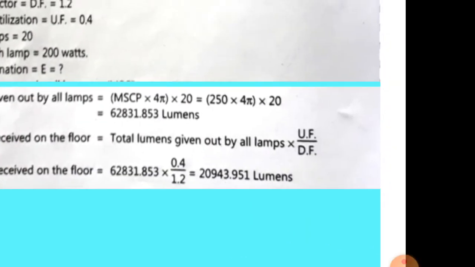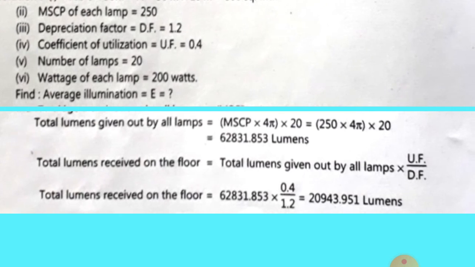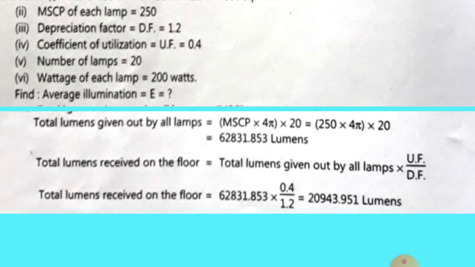So the total lumens given out by the lamps we have to find out, considering the MSCP into 4 pi into 20 number of lamps. So the value it gives is 62,831.853 lumens. Total lumens received on the floor, by considering the utilization factor and depreciation factor, gives the value 20,943.951 lumens.